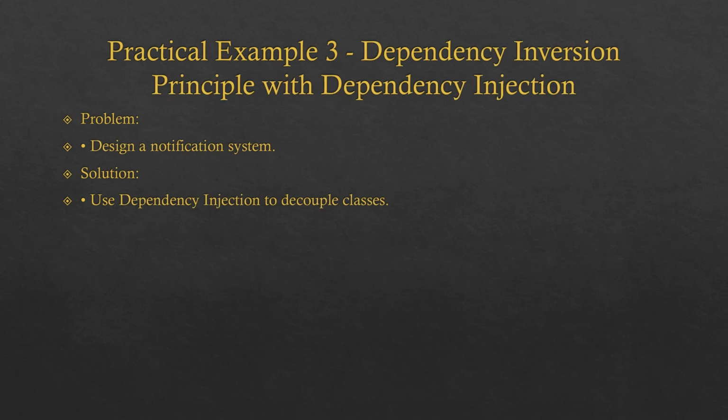Now let's see the dependency inversion principle in action. We have a notification system, and instead of tightly coupling high-level modules like notification service to low-level modules like email service, we use dependency injection. This way, we can easily swap out the email service with another service, promoting flexibility and decoupling.